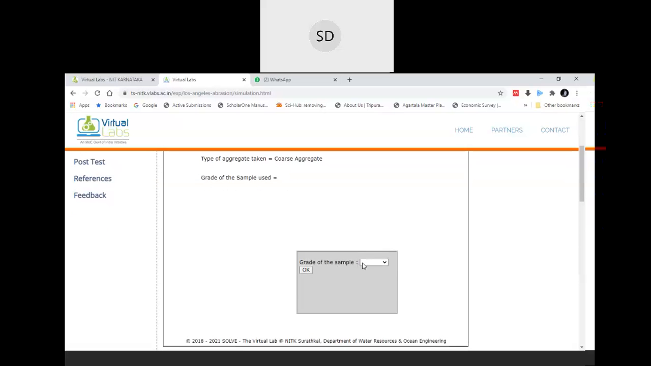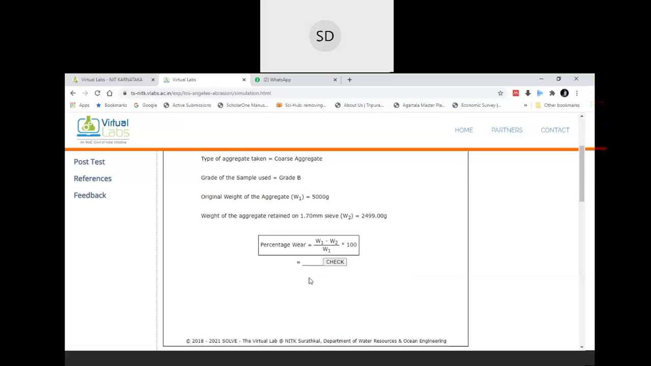Grade of the sample used, we have grade B. Original weight of the aggregate is 5000 gram. Weight of the aggregate retained on 1.70 mm sieve is 2499 gram. So your aggregate abrasion value would be W1, that is the original weight of the aggregate, minus W2, the weight of the aggregate retained on 1.70 mm sieve, divided by total weight.